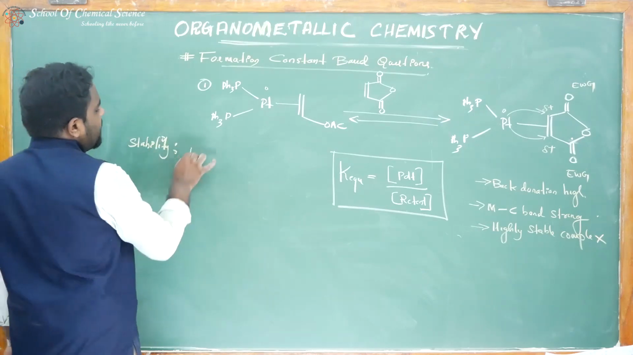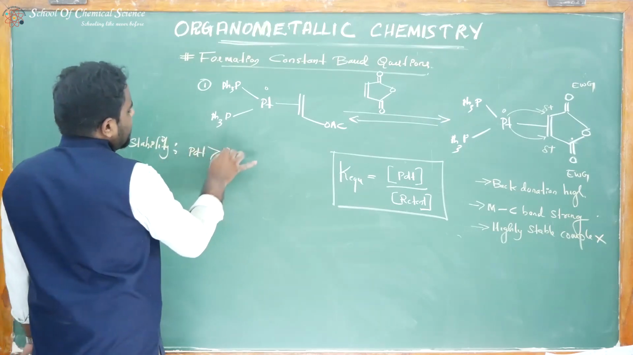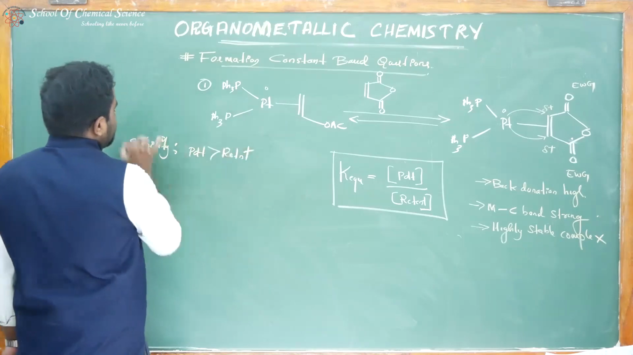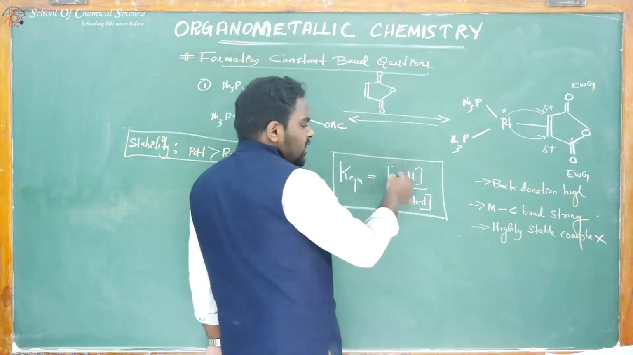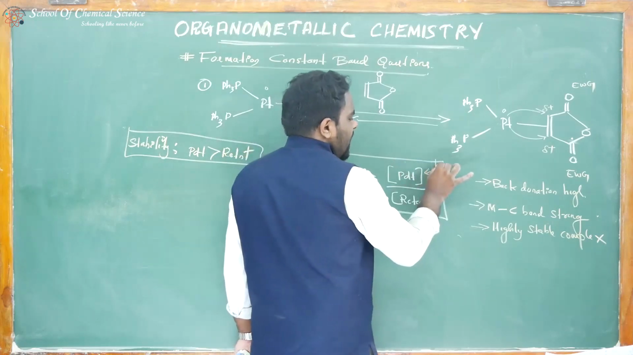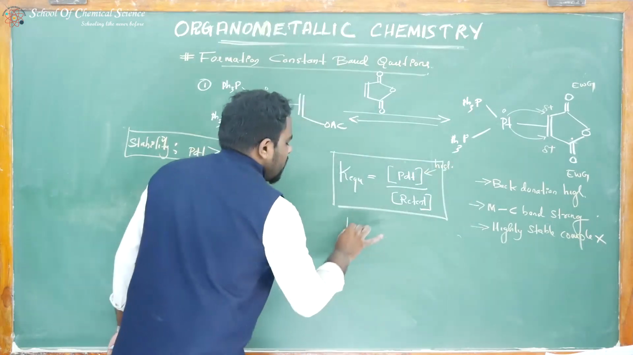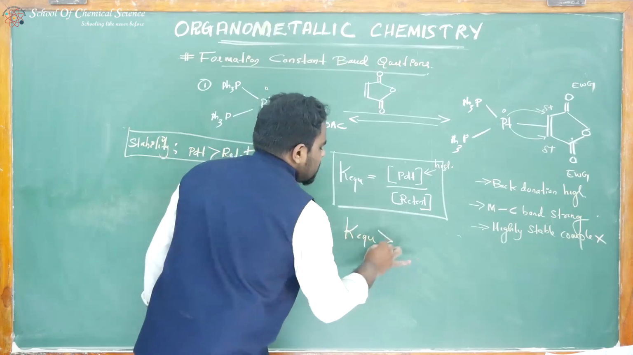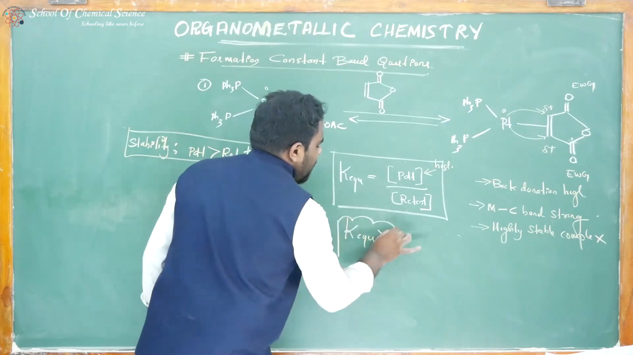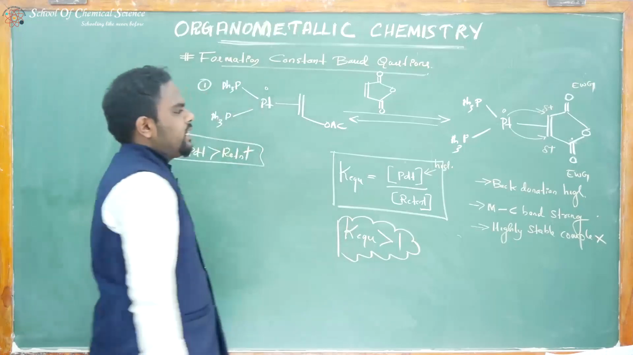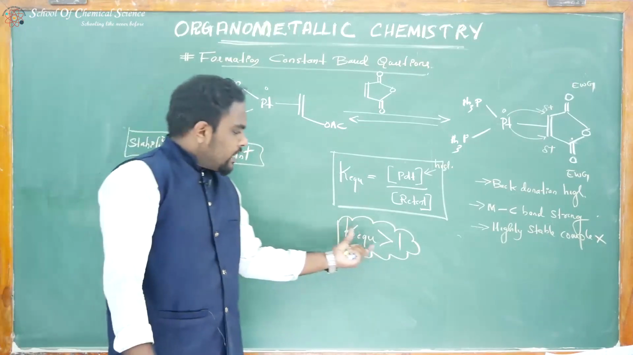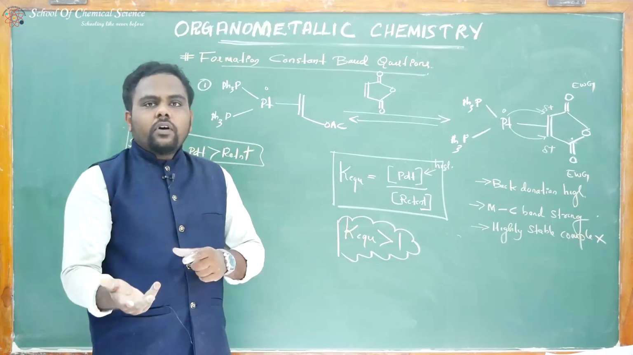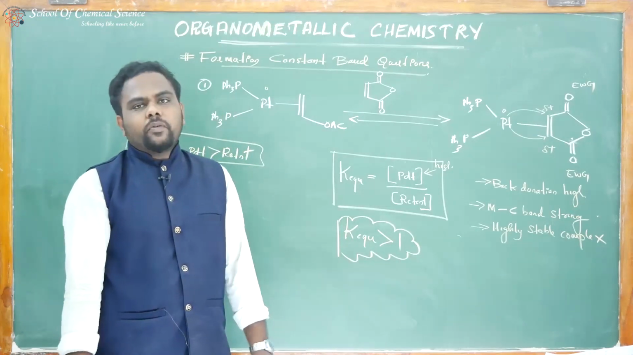In this example, stability of product is greater than reactant. So the concentration of product will be very high. That means your formation constant or equilibrium constant is greater than 1. That is your question. An example like this will be given, whether K equilibrium is greater than 1 or less than 1, such type of question.